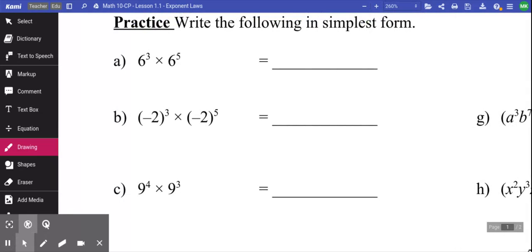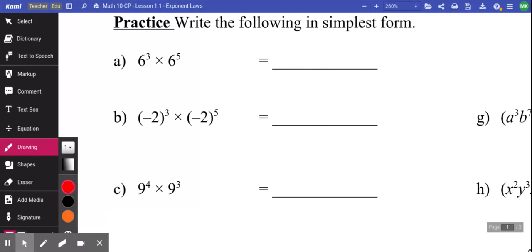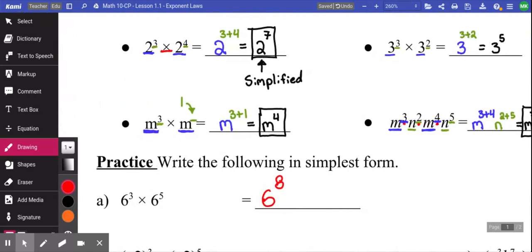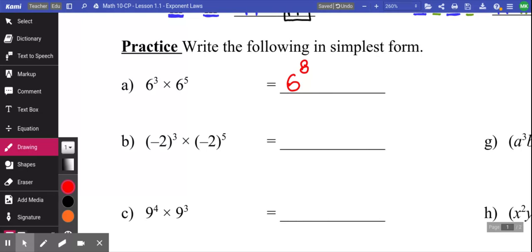The first one's pretty straight up, right? That's 6 to the power of 3 times 6 to the power of 5. I want to add my exponents. So 3 plus 5 would be 6 to the power of 8. That's one of those ones that's pretty straight up. Yes, sir. If you're just going right to the answer, that's fine. I usually just show it the first few times so people see where I'm getting numbers from, and then hopefully we get on that trend and we're good.